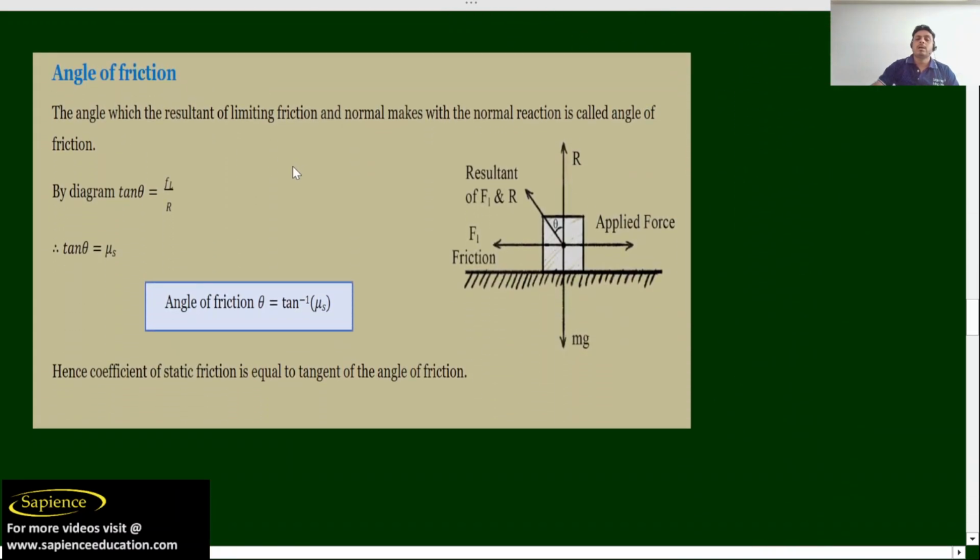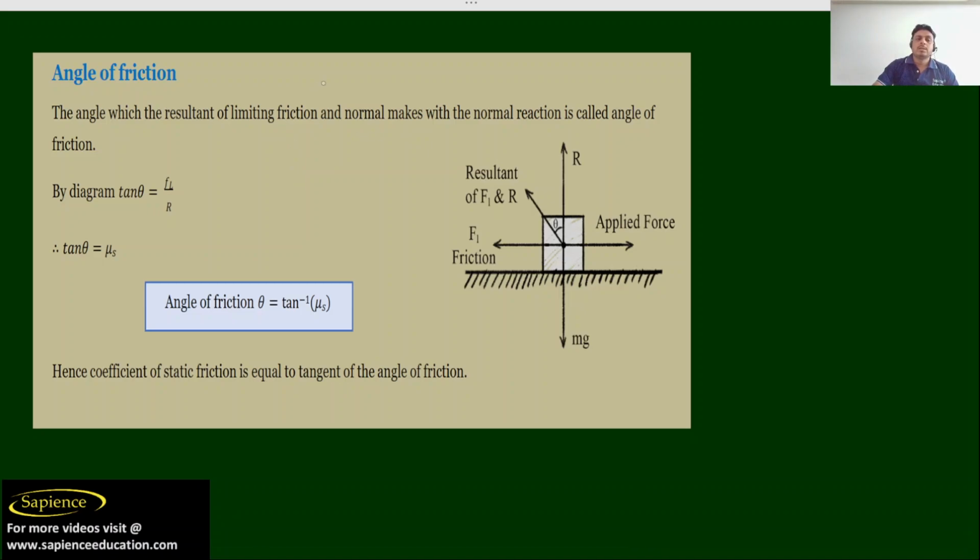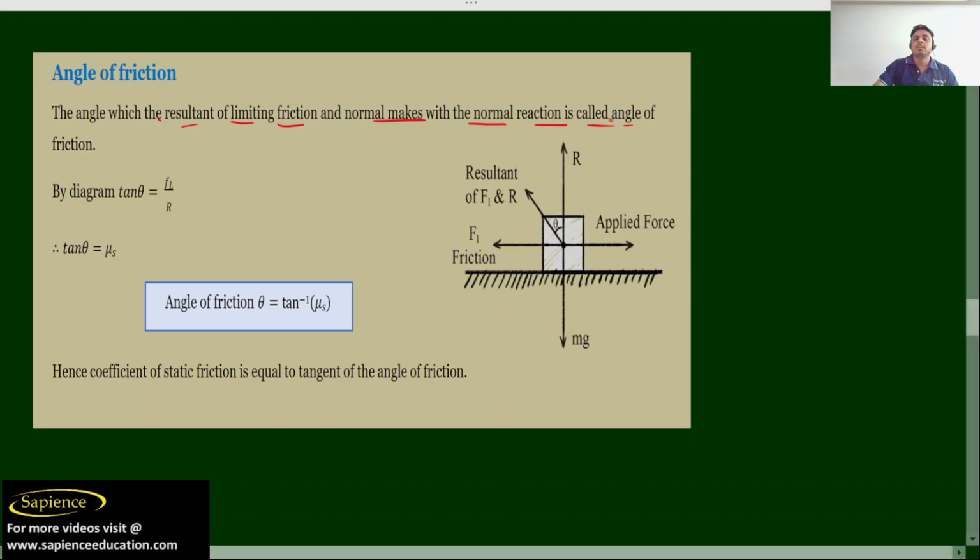Now I will talk about angle of friction. What is the angle of friction? So try to understand here. Angle of friction is the angle which the resultant of limiting friction and normal reaction makes with the normal reaction. See here, this angle is called the angle of friction. So this is your limiting friction and this is your reaction force.